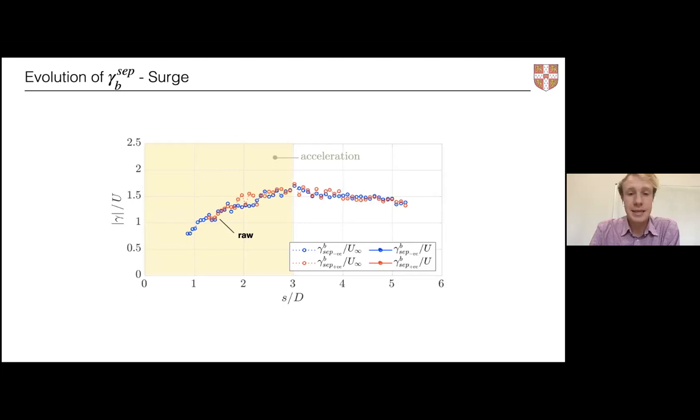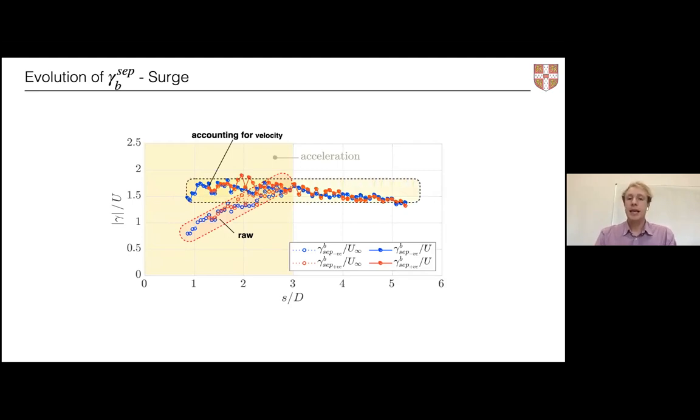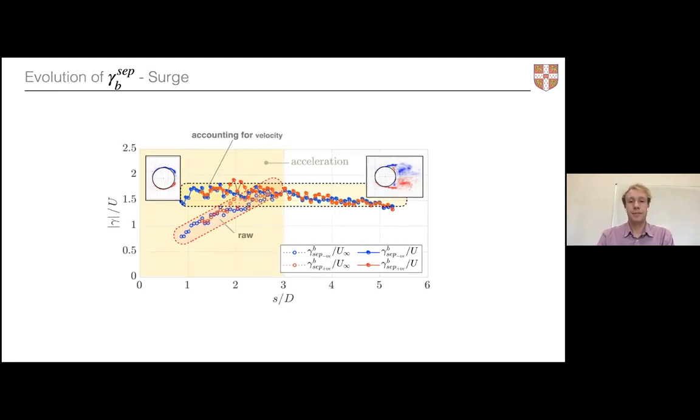Now, condensing all of this into a graph, what we can plot here is the vortex sheet strength at the separation point with distance moved on the x-axis. And this is what it looks like raw. We see we have this very big variation in strength. But if we account for this change in velocity, then we can see that, yes, it's not quite perfect, not quite straight, but it's much more constant, despite the flow field changing so much.